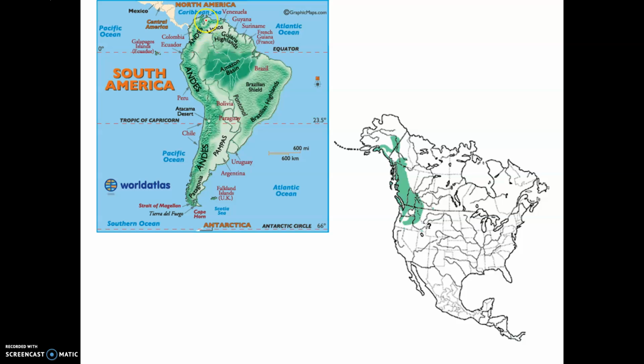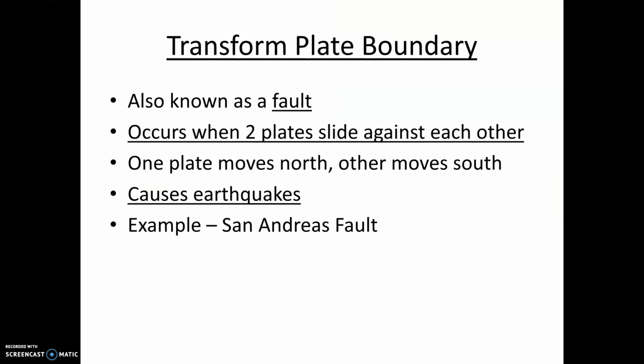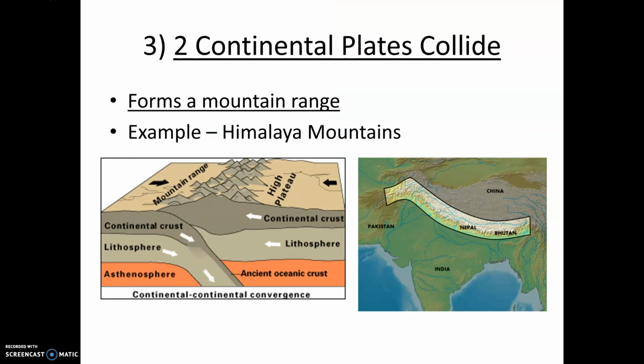And all around this circle, because that's where the plate is moving. So again, we can see our Andes Mountains all the way down the edge of South America. We can also see a lot of mountains from Alaska into Canada down into Washington just a little bit. And then our last type of convergent boundary is going to be a continental-continental plate colliding.